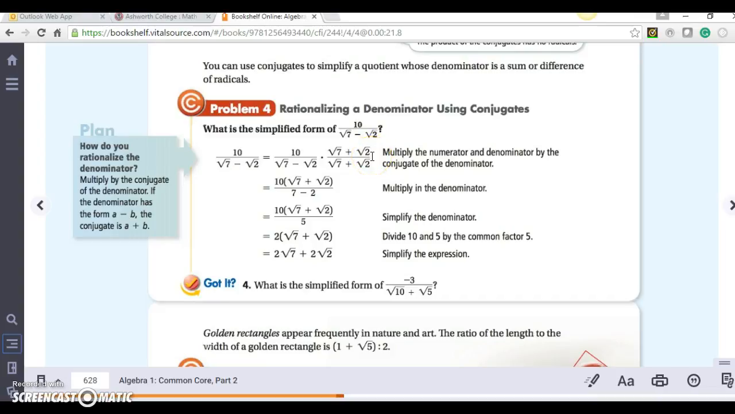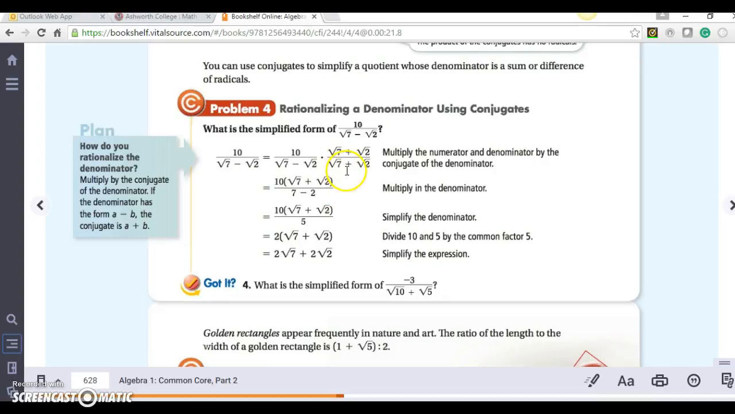Now whatever I do to the bottom, I do to the top, so I'm multiplying by a clever form of 1. That's what that's called. So the square root of 7 plus the square root of 2 over the square root of 7 plus the square root of 2 is equal to 1. So I'm really just multiplying this by 1. I'm just transforming it so that it looks different. So when I do that, I get 10 times the square root of 7 plus the square root of 2.